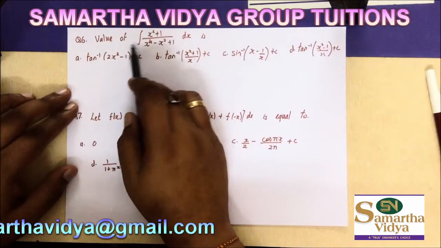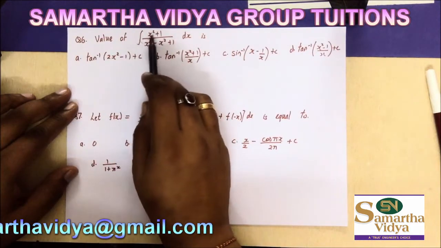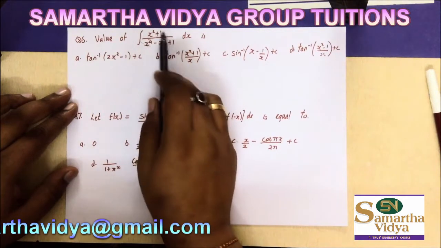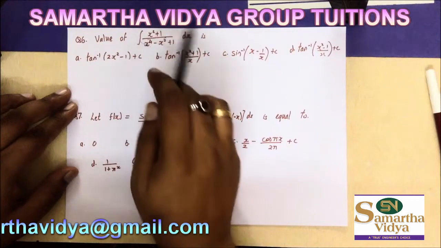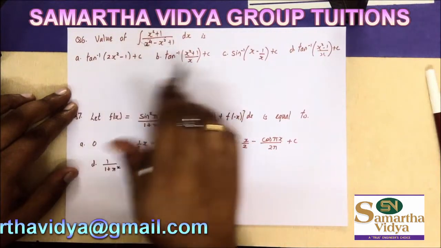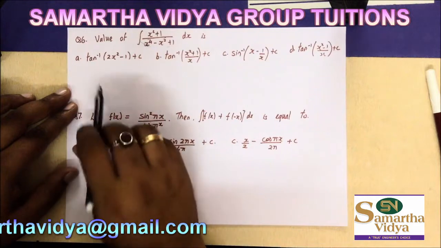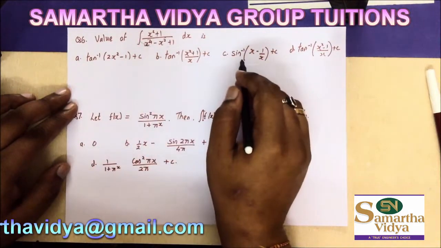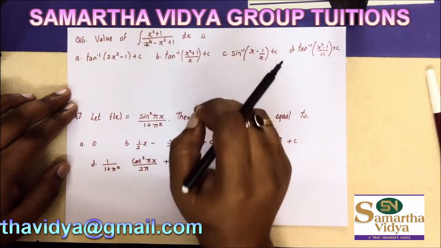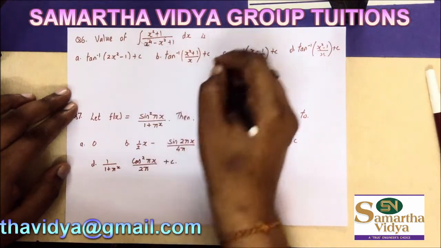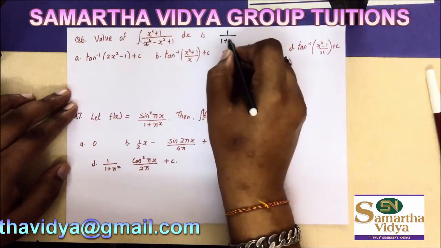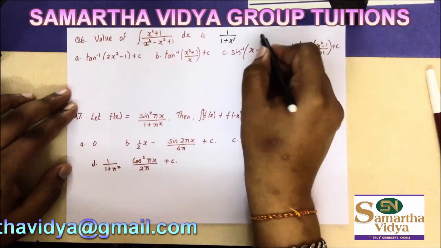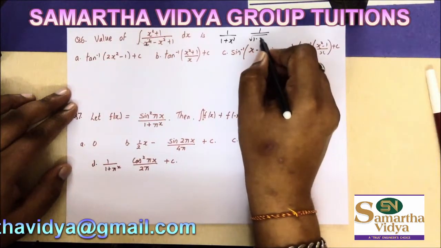Moving on to the next one, we need to find the value of this integration, that is x square plus 1 upon x raised to 4 minus x square plus 1. Now this is a bit complicated, so let's analyze the options which are given. We have tan inverse in the majority of the options and only one sine inverse. Just recollect, the derivative of tan inverse gives basically 1 upon 1 plus x square, and for sine inverse I get 1 upon root of 1 minus x square.